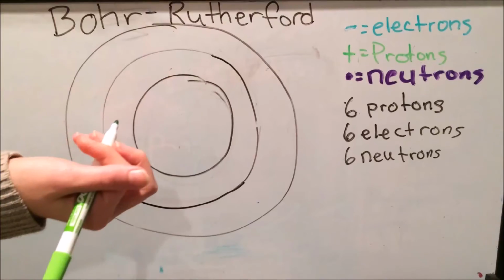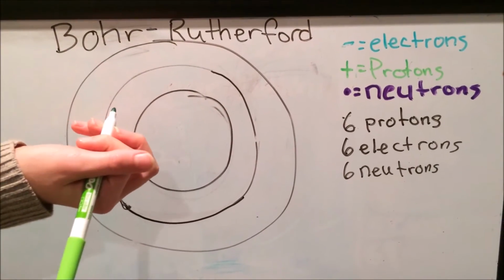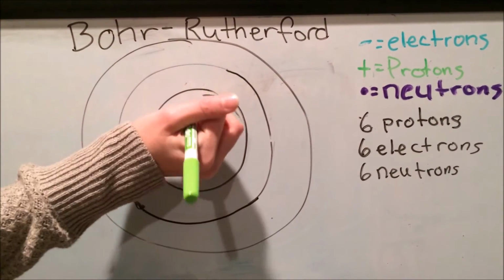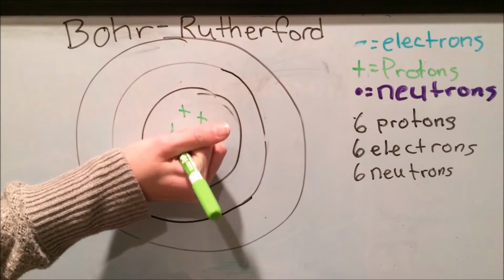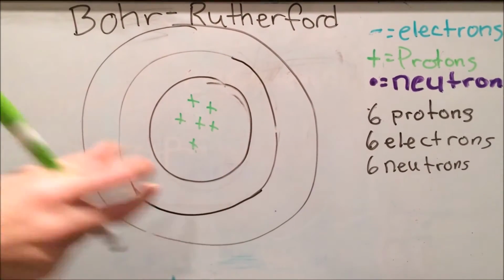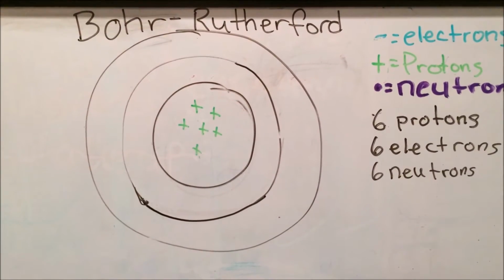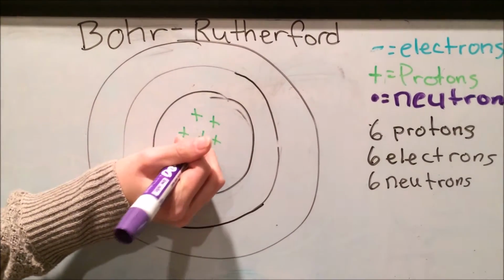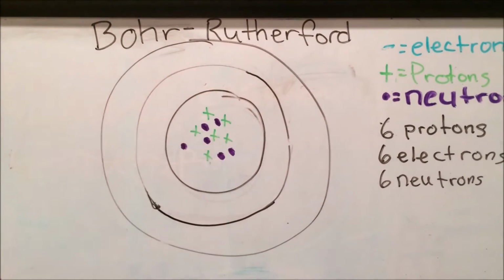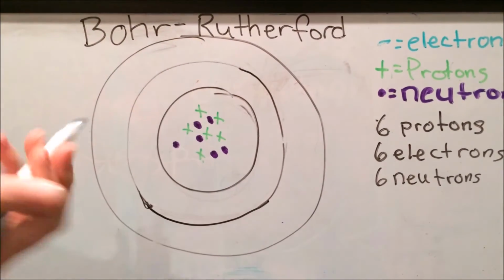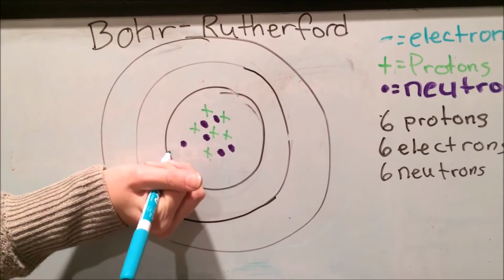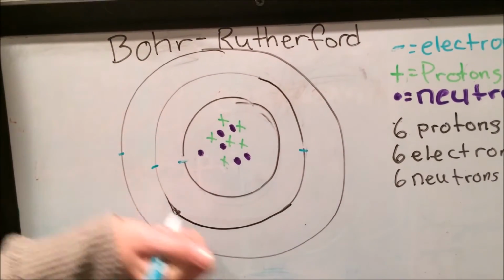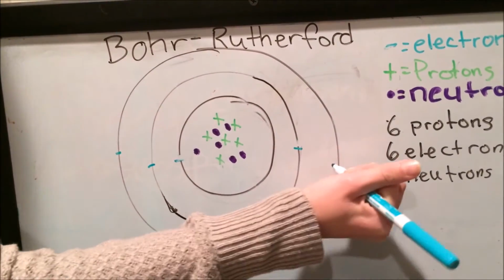So let's make a Bohr-Rutherford model. First, I'm going to put in 6 protons. Then I'm going to do 6 neutrons. And then I'm going to do 6 electrons. 2 on the second ring and 4 on the outer ring.